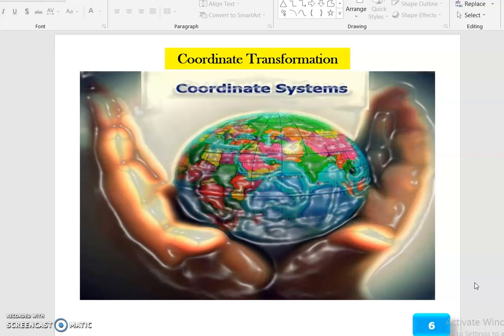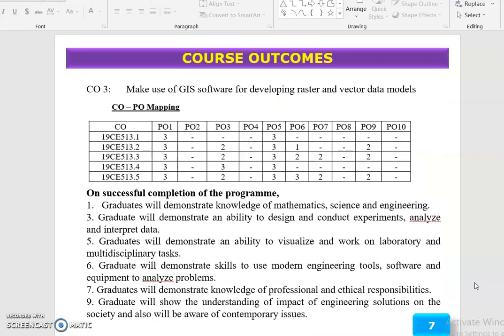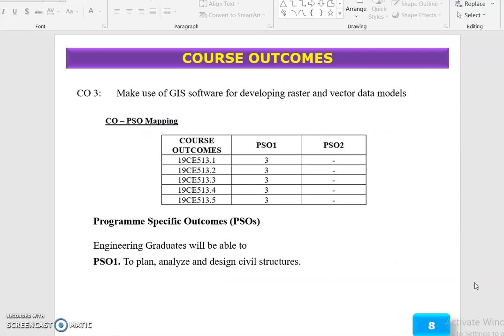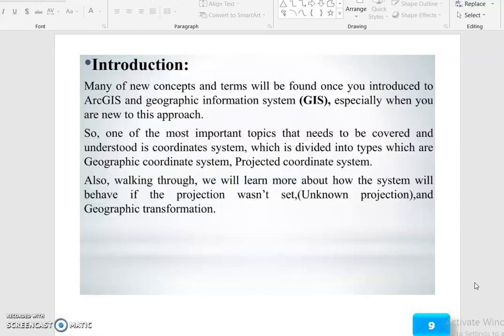So the coordinate system, the transformation, the outcome of this topic is make use of GIS software for developing raster and vector data model. Like the program outcomes are 1, 3, 5, 6, 7, and then 9, whereas the program specific outcome 1. The outcome is make use of GIS software for developing raster and vector data model. So many new concepts and terms will be found once you are introduced to ArcGIS and geographic information system, especially when you are new to this approach.